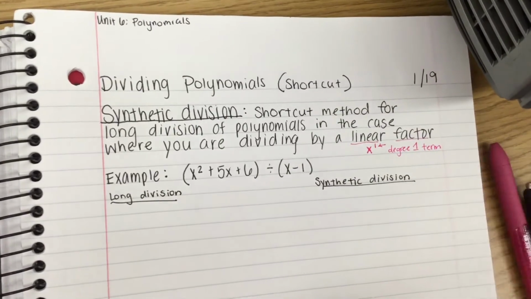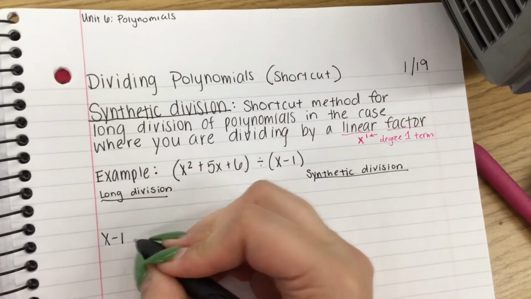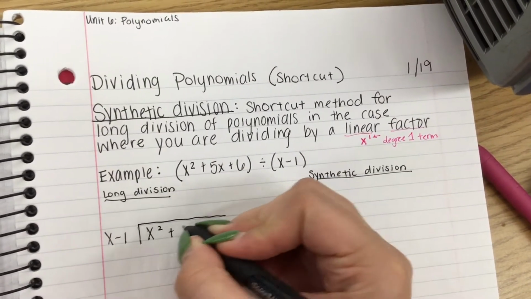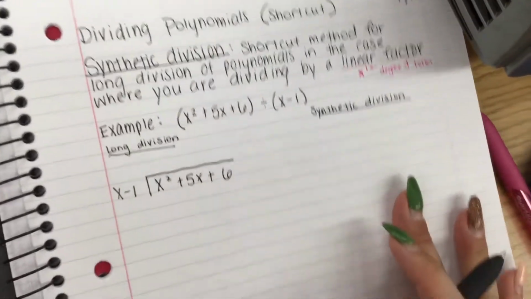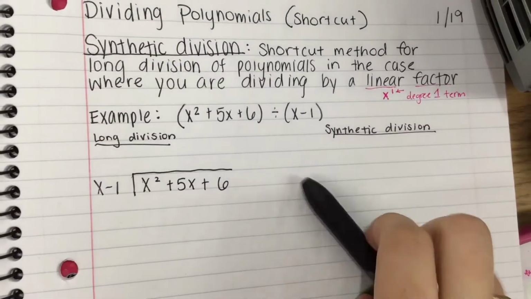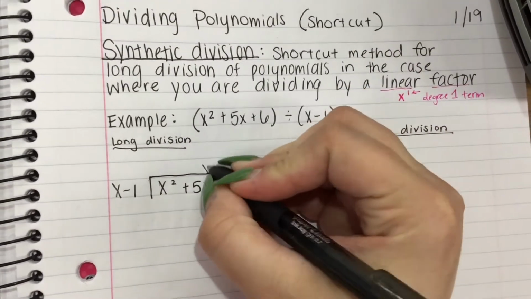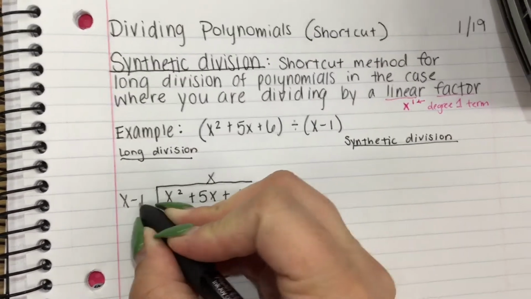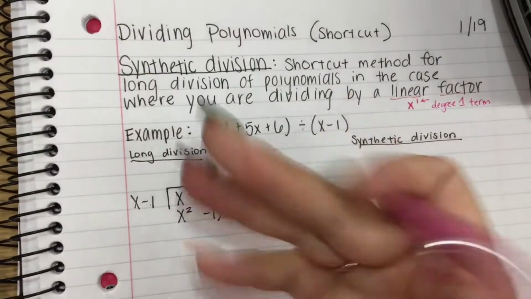So we're going to first look at long division so we can compare the process for long division to the process in synthetic division. I'm putting my divisor on the left side of my division symbol, and then I'm going to put my dividend, that x squared plus 5x plus 6, inside of my division symbol. I'm going to ask myself the question, what can I multiply by x to get x squared, which is just x. I'll multiply that, so I end up getting x squared minus 1x.